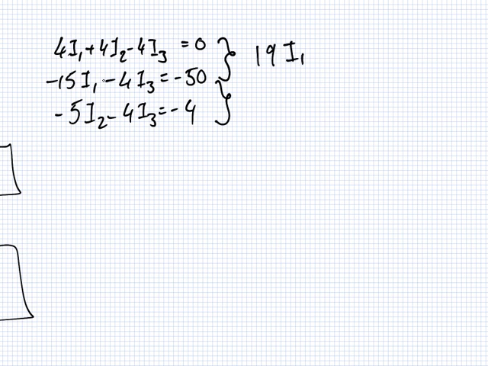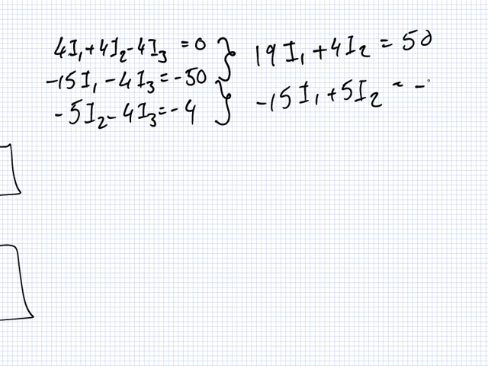4i1 minus 15i1, 19i1. 4i2 minus no i2s. 4i3 minus 4i3, gone. Equals 50. Minus 15i1 minus no i1s. No i2s minus minus 5i2. 4i3 minus 4i3, they cancel. Minus 50 minus minus 4 is minus 46. Now it's easy. Now it's just a normal math problem.